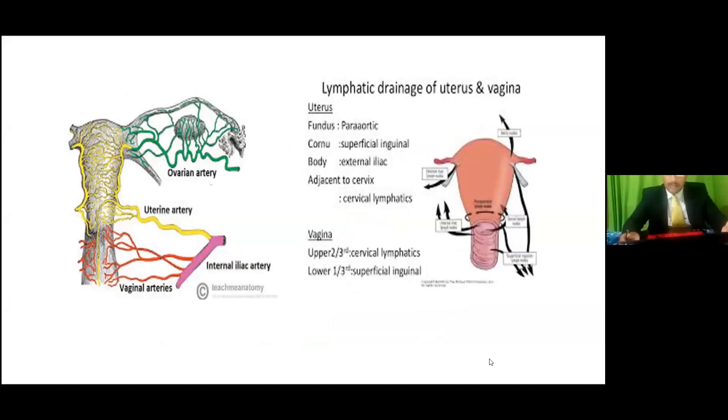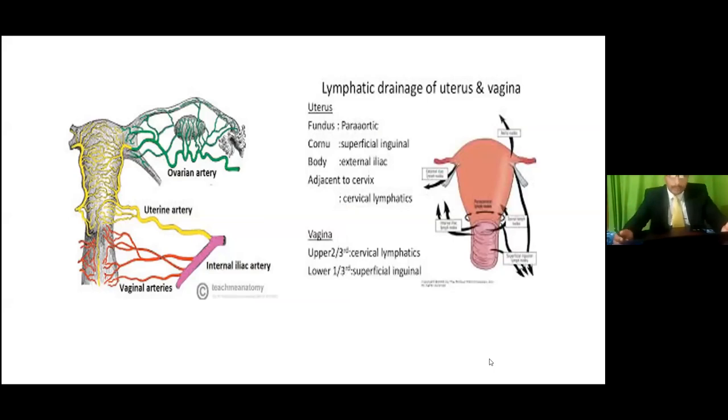Then coming to the lymphatic drainage of the uterus, which is most important in carcinomas. The lymphatic drainage from the fundus goes around the uterine artery to the paraortic lymph nodes, whereas from the cornua, it goes to the superficial inguinal lymph nodes through the round ligament. From the body, it goes to the external iliac and adjacent to the cervix, to the cervical lymphatics. That is the lymphatic drainage of the uterus.